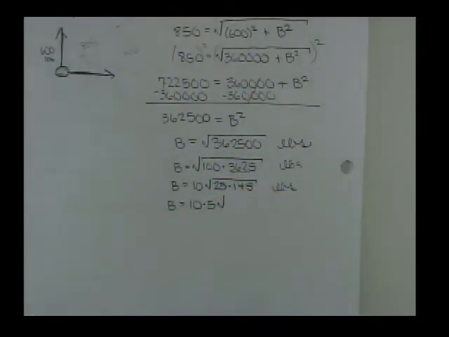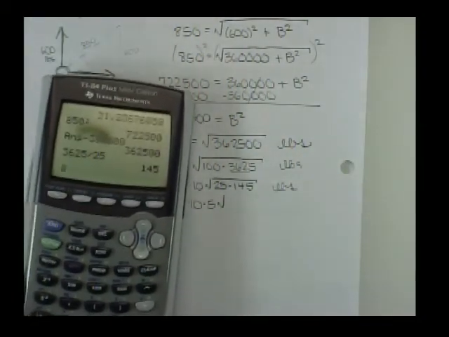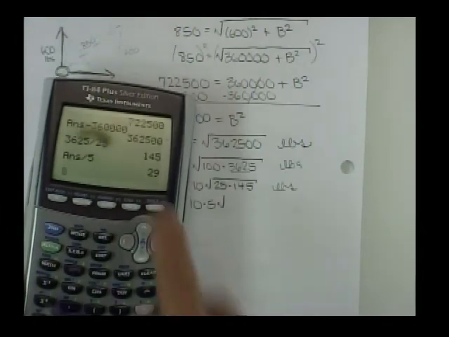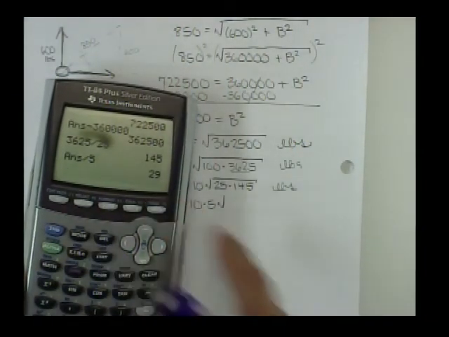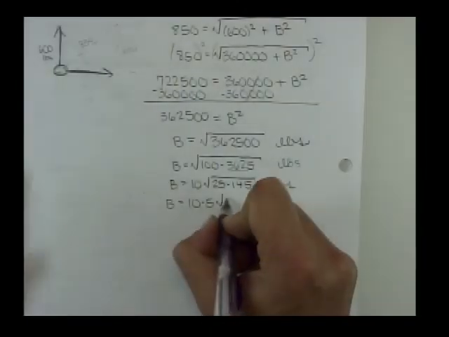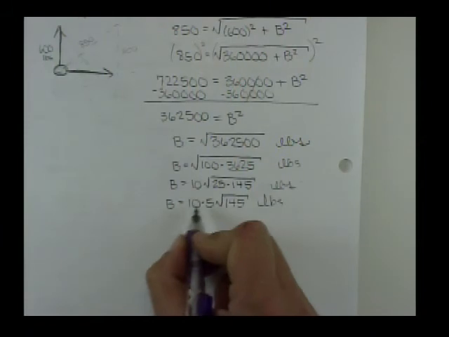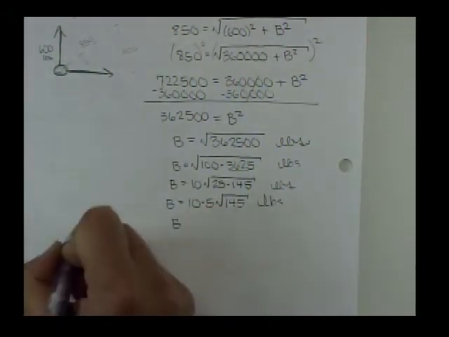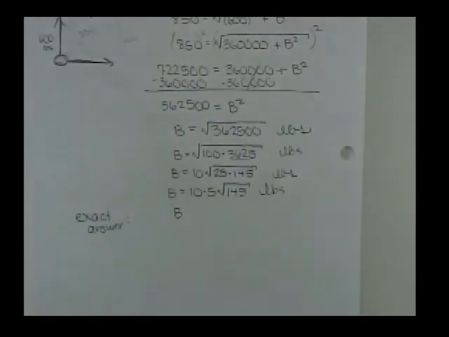Well, I want to know if there are any squares that go into that. I know 5 goes into it. It's not a square, but I can at least see what other factors go in. No, it's just 5 and 29, and you can't factor 29 at all. So the 145 would have to stay under there. 10 times 5 is 50. So here's our exact answer. And if they ask for an exact answer, then you have to simplify as much as you can.